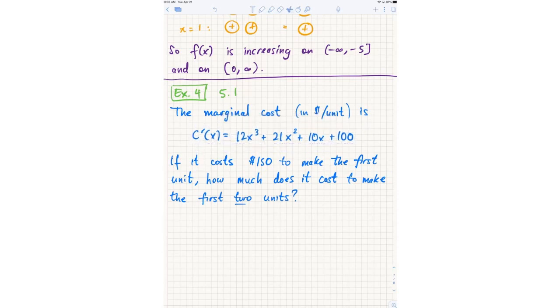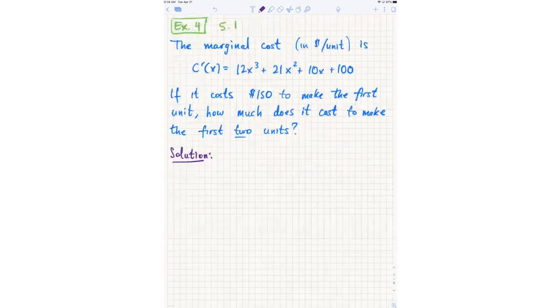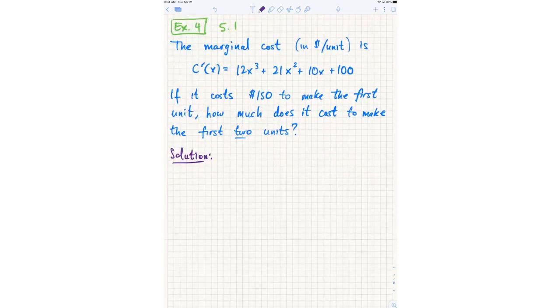Okay. Obviously, the answer is not $300. It's not just 2 times 150. Again, I'm going to give you a few minutes to work on this yourself. If you're not exactly sure how to start, think back that this is from section 5.1. That's antiderivatives and initial value problems. And you can look back in your notes during this time to refresh yourself on how you would solve this.